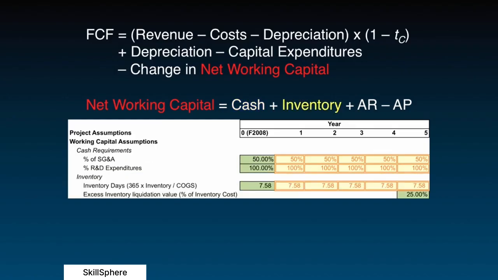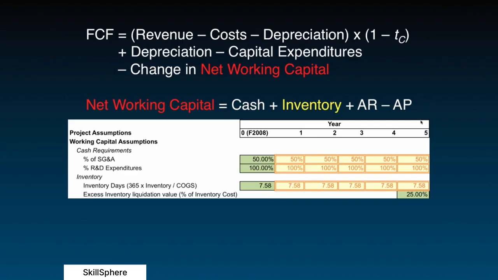My inventory forecast is based on inventory days or turnover. How long does it take to get inventory in and then out? I'm going to assume that that's 7.58 days, which, by the way, is very fast. You have to look to a company like Dell for that kind of turnover.